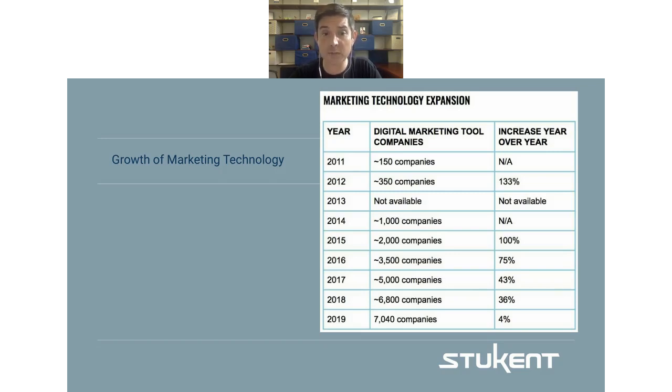We go from 150 companies in 2011 to 2019, when this data was last collected and then stopped because the number of companies was so large: 7,040 companies that are all delivering marketing technology tools for us to ingest data from consumers and their activities and actions that they're doing online. So you can see that there was an exponential increase, and now there's a lot of companies out there that are all collecting data for marketers.